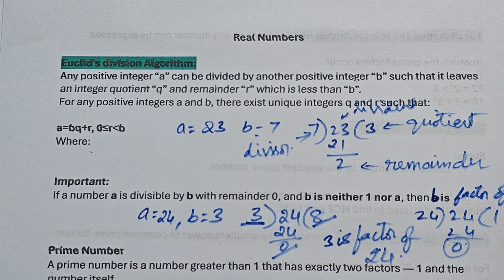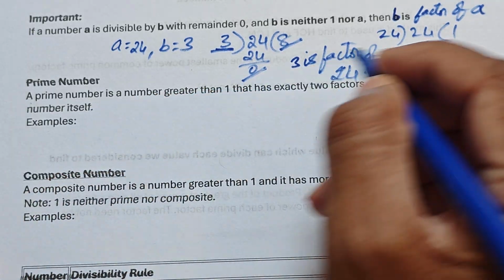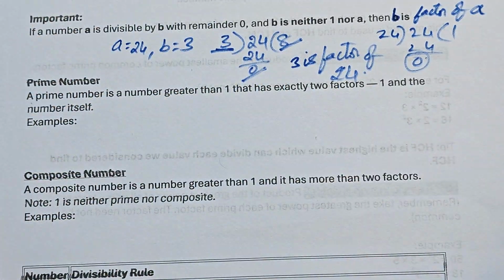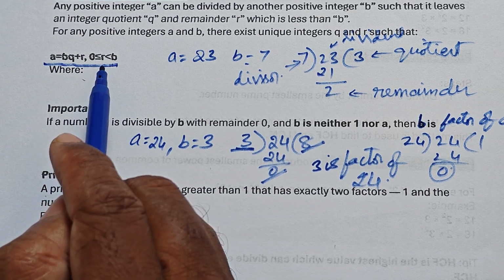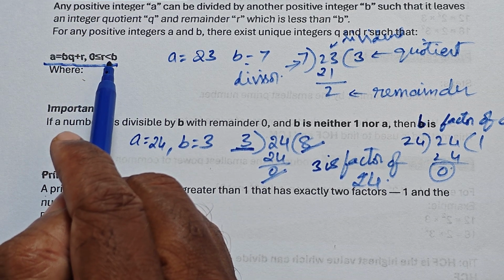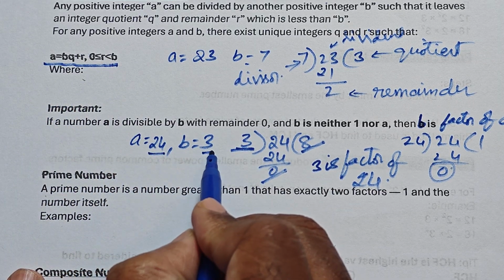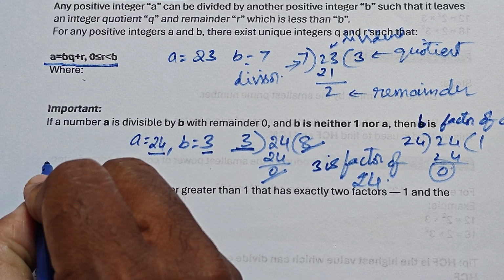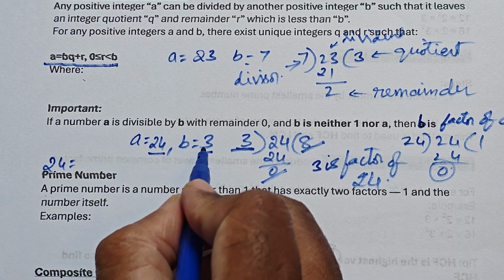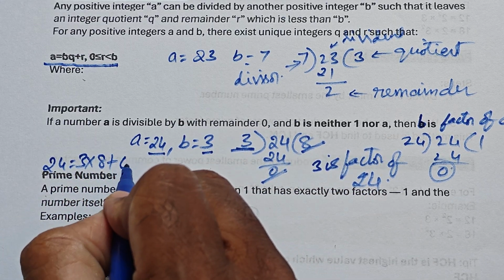So is that clear? And here how we can represent using Euclid's division algorithm? We clearly said a = bq + r, and r is always greater than or equal to 0 and less than b. So, in case of a = 24 and b = 3, if we represent it in the same formula, 24 = 3 times q, q is what? Quotient 8, plus remainder 0.